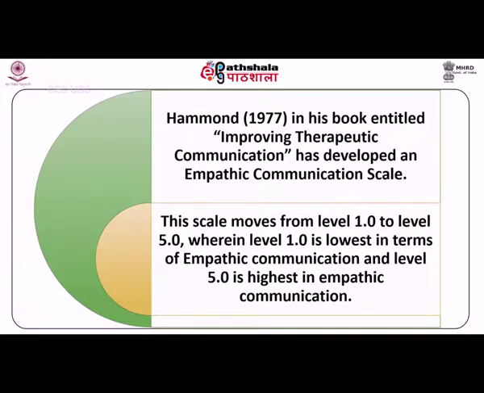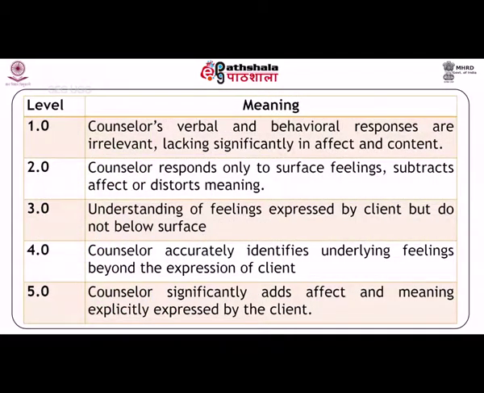Hammond in 1977 in his book entitled Improving Therapeutic Communication has developed an empathic communication scale. This scale moves from level 1 to level 5, wherein level 1 is the lowest form of empathic communication and level 5 is highest in empathic communication. The details of each level is given in the table.